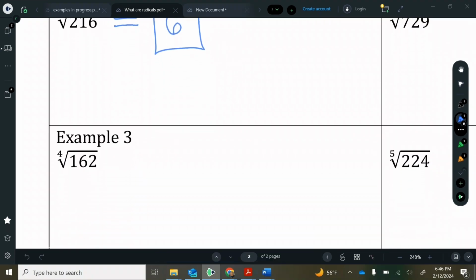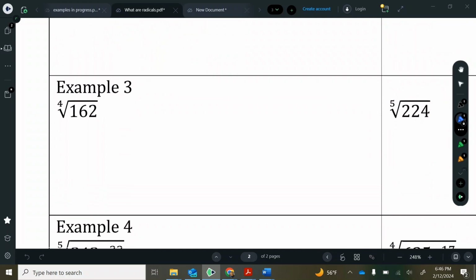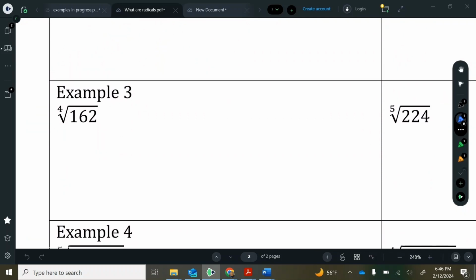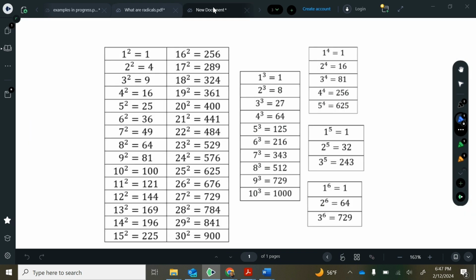Okay, next one, example 3. And here we've got the fourth root of 162. So index of the root is a 4, 162. Let's do the same thing. Let's take a look at our list of perfect powers. Fourth root of 162. All right.